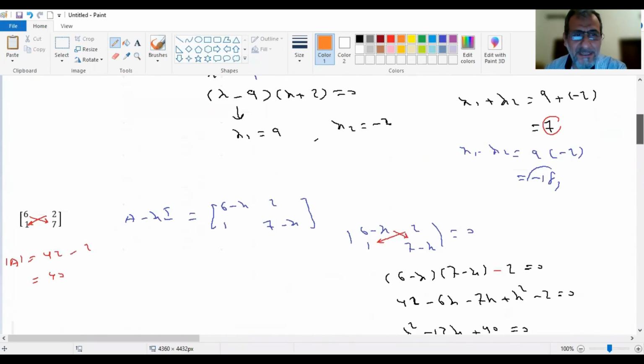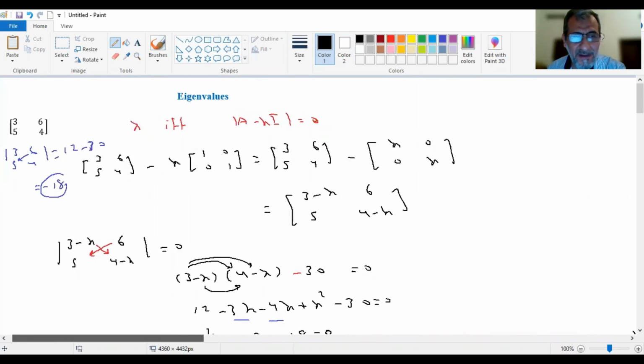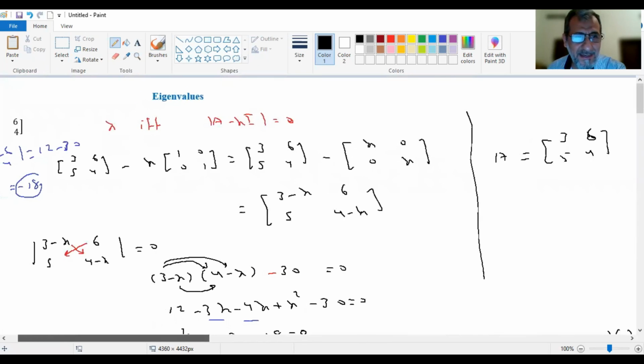Now, if I return back to example number 1, this example. What about the inverse of this one? This is A, students. What is A? A is 3, 6, 5, 4. A is 3, 6, and 5, 4.